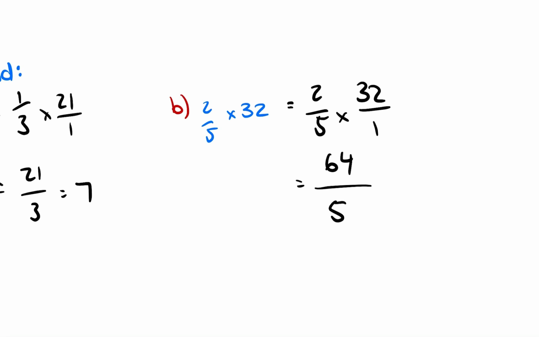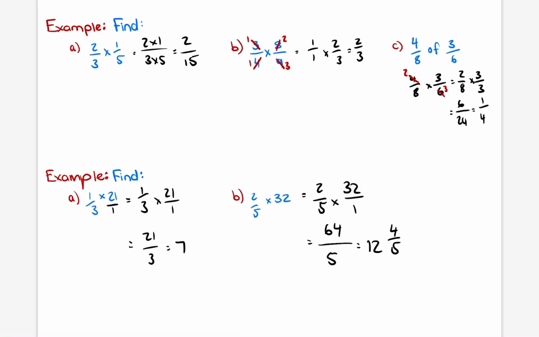So now let's see if I can simplify this down, and I'm going to look and go, how many times can 5 go into 64? And it goes 12 times with 4 left over. So that's how to do these types.